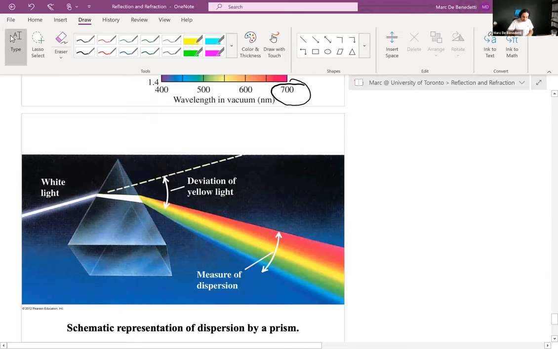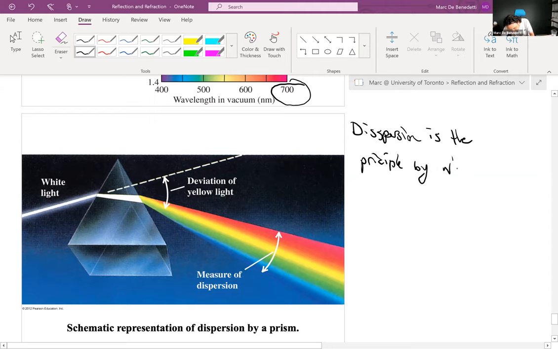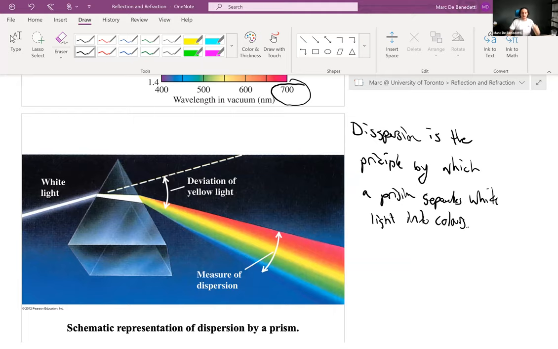So that's actually dispersion, let me write this down. Dispersion is the mechanism, or the principle I'll say, by which a prism separates white light into colors. Okay, so there you go. Pretty much a rainbow is really what I'm getting at.